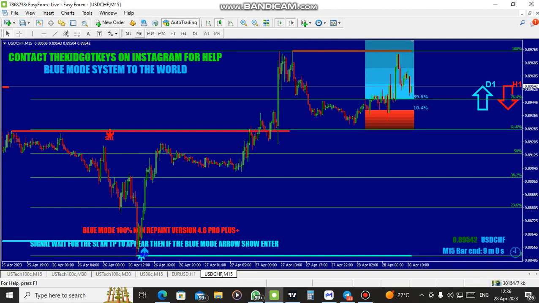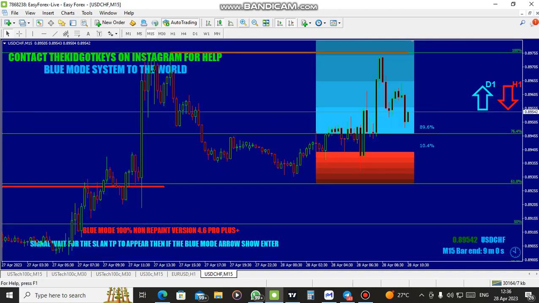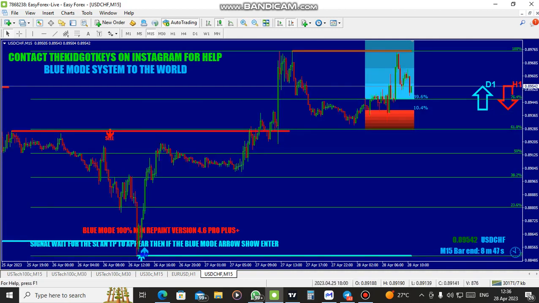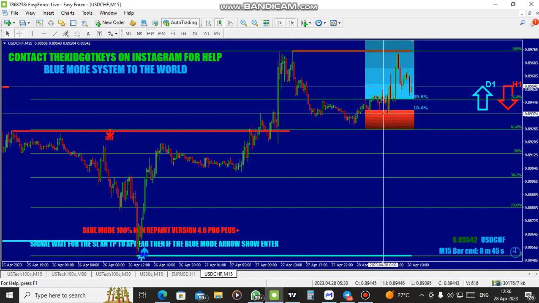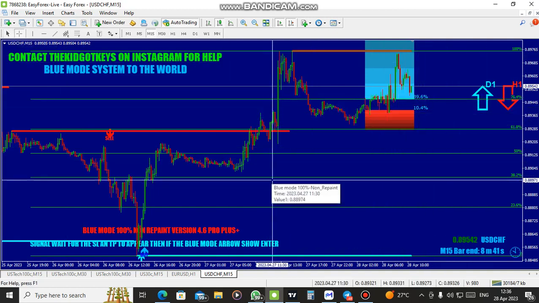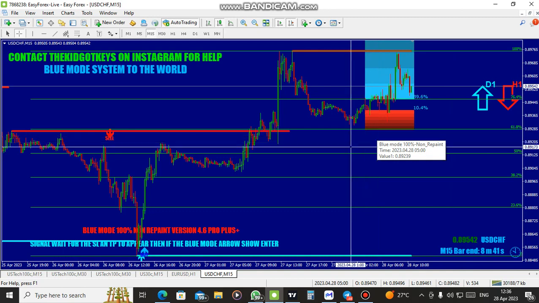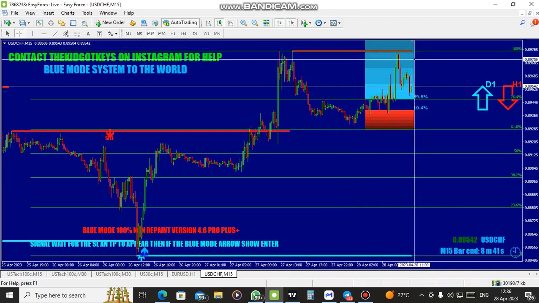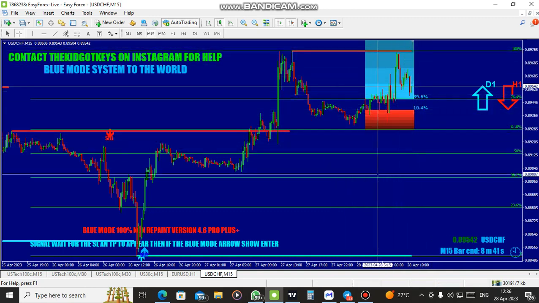So guys, this is USD CHF. Right now we're on USD CHF. So right now what's happening? As you can all see, the price is still on our 76% Fibonacci level. So which means the price is still likely to reverse and then still push the market to the upside.